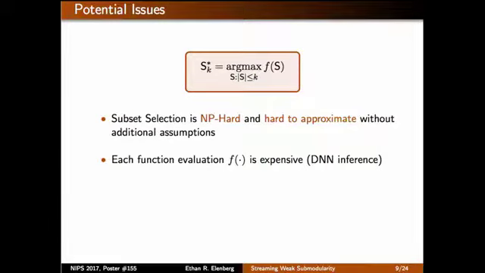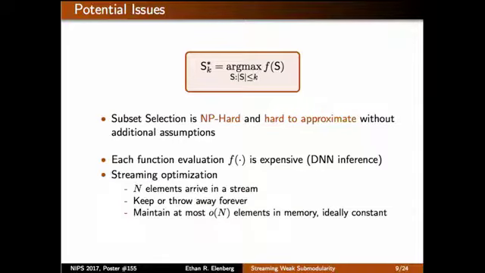There are 2 potential issues with this approach. If we make no additional assumptions, then the general subset selection problem is NP-hard and hard to approximate, meaning we need to check all n choose k subsets, exhaustive search, to find the best one. Moreover, in our application, each call to f requires performing inference on a deep neural network, which could take seconds depending on the size of the model, how it's accessed, and how it's stored. So we also want to reduce the number of function evaluations.